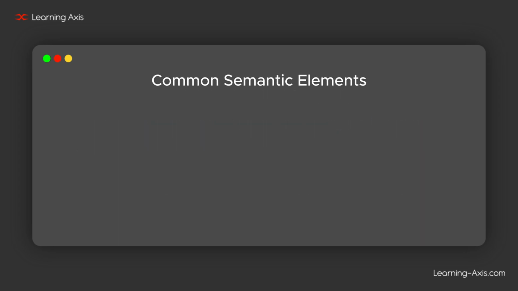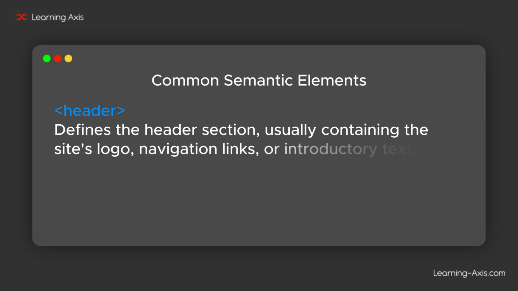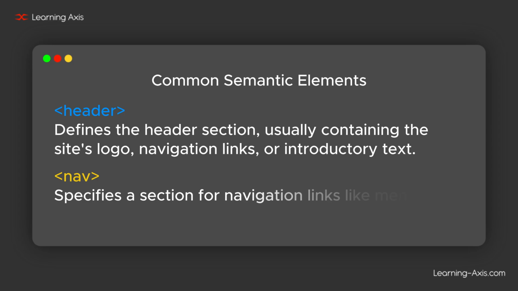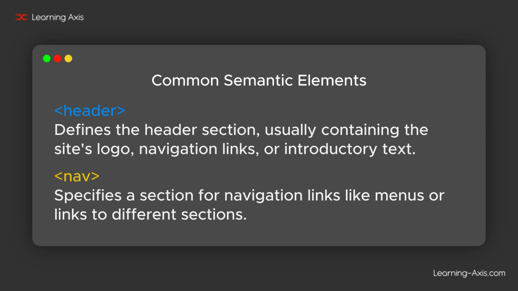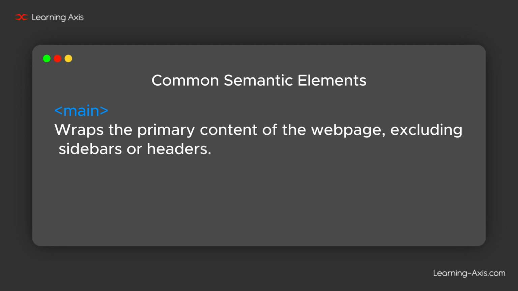Let's see some common semantic elements. Header defines the header section, usually containing the site's logo, navigation links, or introductory text. Nav specifies a section for navigation links like menus or links to different sections. Main wraps the primary content of the web page, excluding sidebars or headers.